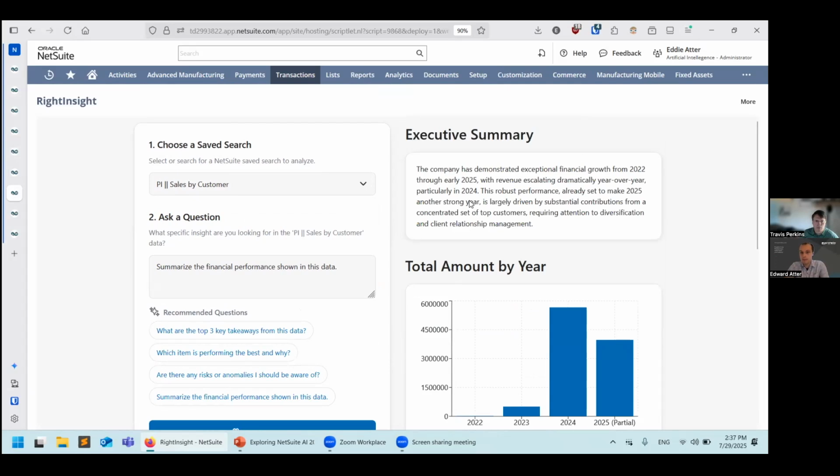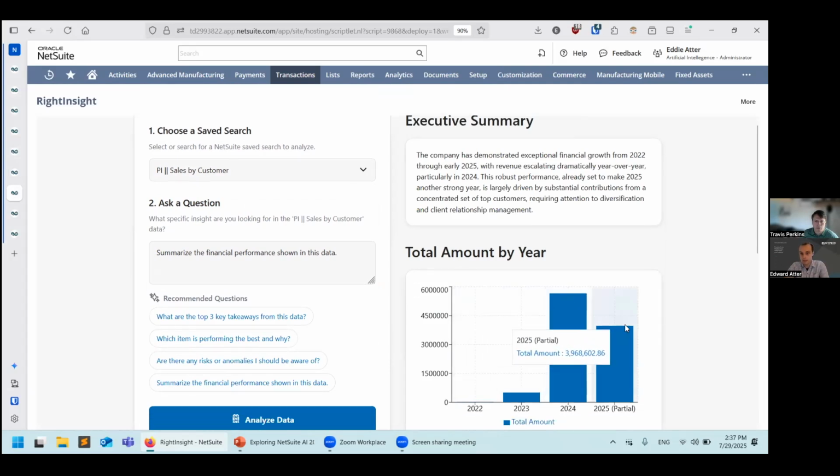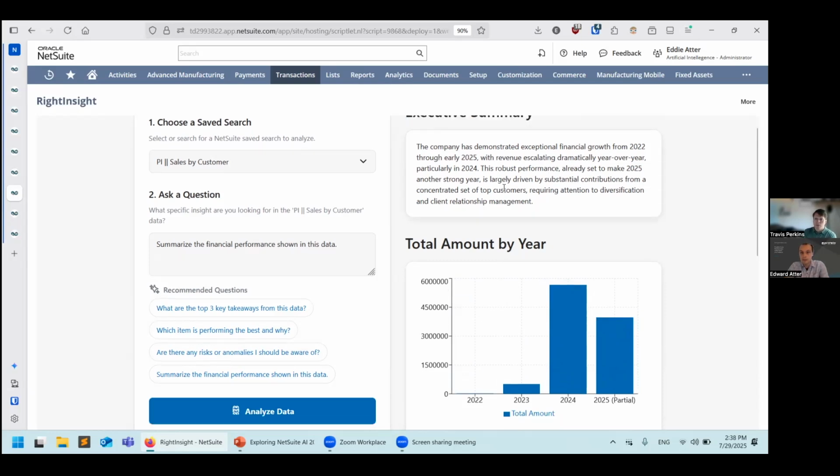So it's decided to group by year. It knows that 2025 is just a partial year because we're not through it yet. And it looks like our financial growth has been really good. Revenue's been escalating dramatically year over year. We can, of course, see that in the table. And it's already set to make 2025 another strong year, mostly from contributions, though concentrated among a top set of customers, right? So maybe we're not as diversified as we could be.